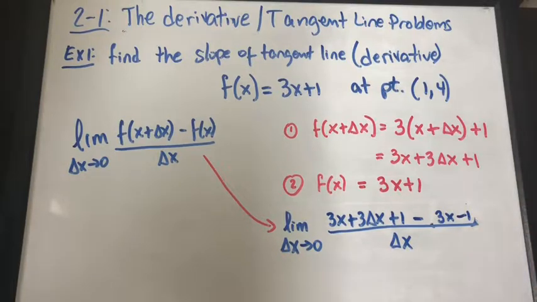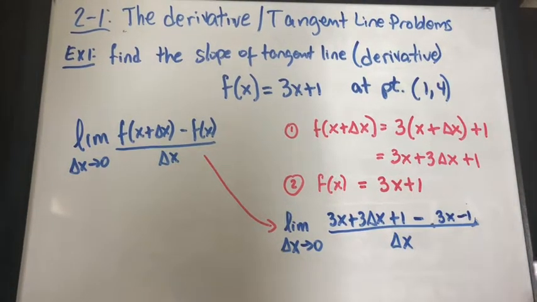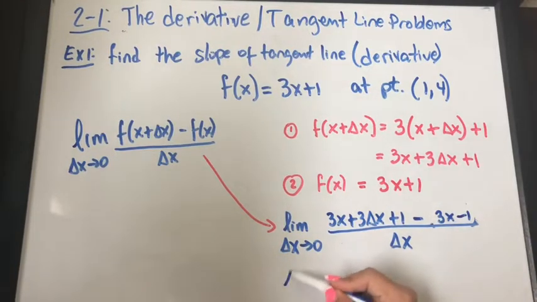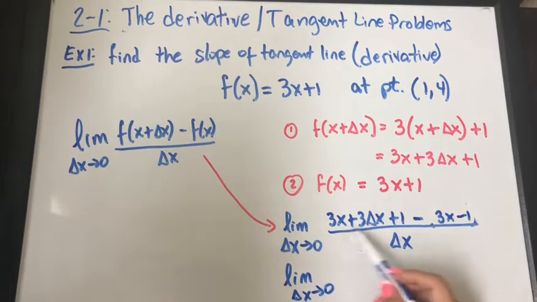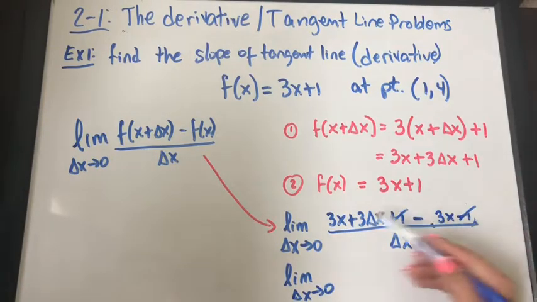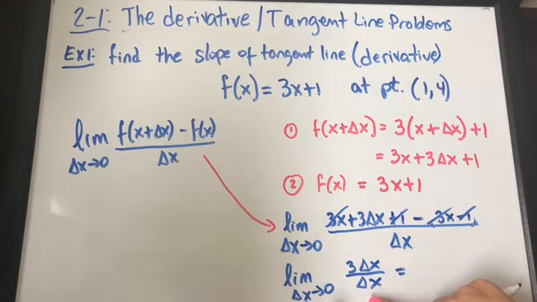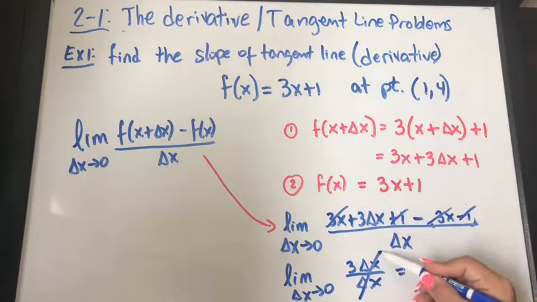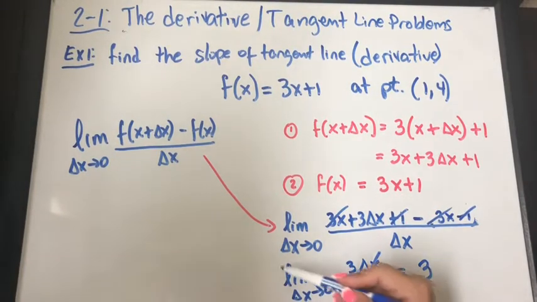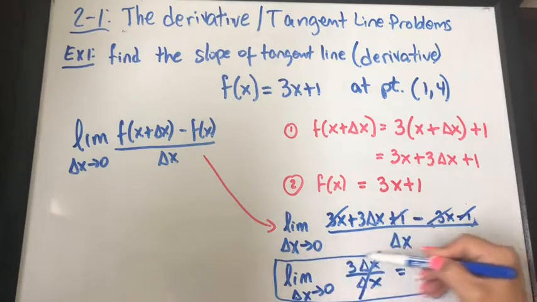And if I have to clean this up, and I hope everybody's going to be able to see this, this will become the limit as delta x approaches 0 of 1 goes with negative 1, 3x goes with minus 3x, and I'm left with 3 delta x over delta x. This is a limit problem that we just know how to solve. Well, if it's delta x over delta x, can I cross them out? Yes, because they do not equal 0. They're approaching 0. So I'm just going to cross it out, and my final answer is 3, which I already knew from my algebra skills.